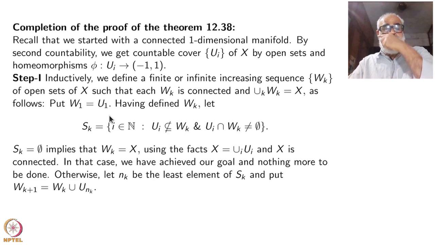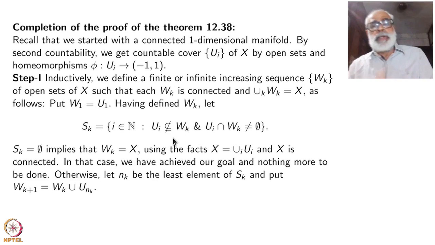So in the first case, w1 is defined. What is this S1? S1 is all those indices i in n such that ui is not contained inside u1, and ui intersection u1 is non-empty. Now suppose none of them intersect it at all. That will contradict the hypothesis that X is connected. Therefore there must be some ui which intersect.